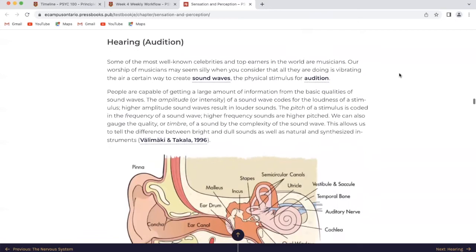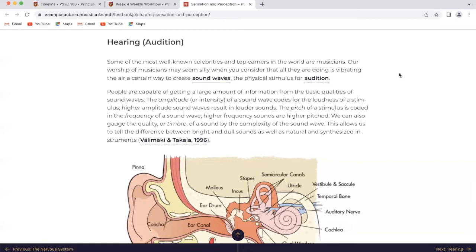Hearing, or audition. Some of the most well-known celebrities and top earners in the world are musicians. Our worship of musicians may seem silly when you consider that all they are doing is vibrating the air a certain way to create sound waves, the physical stimulus for audition. People are capable of getting a large amount of information from the basic qualities of sound waves.